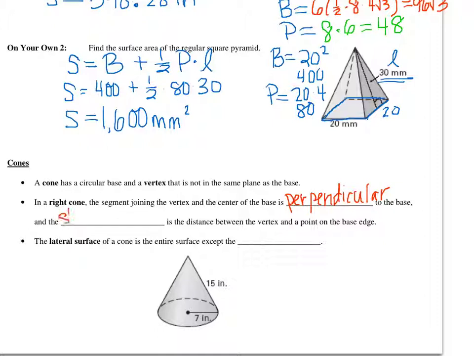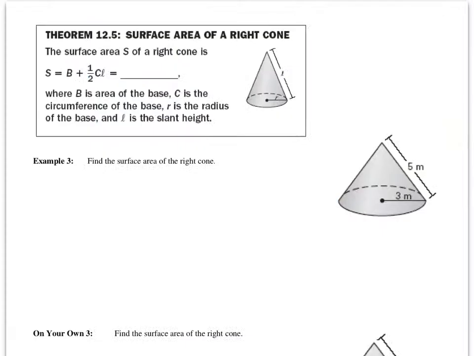And the slant height is the distance between the vertex and a point on the base edge. So from here to here, okay, that's going to be at a right angle. And then this over here on the side, that's going to be my slant height. It says the lateral surface of a cone is the entire surface except the base. So let's use these ideas of cones to do a couple problems.